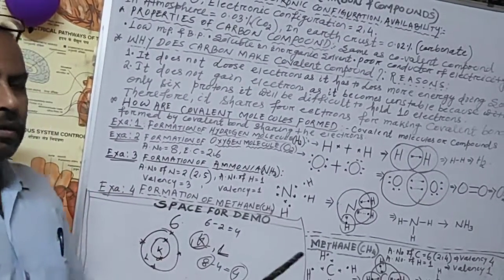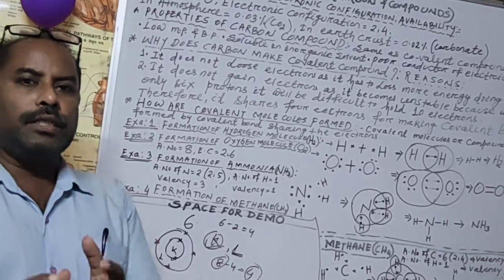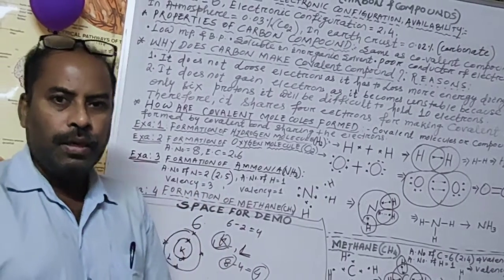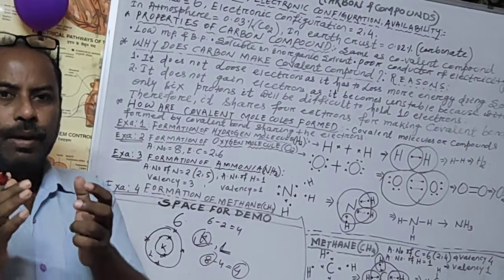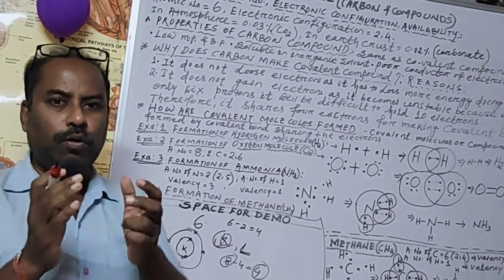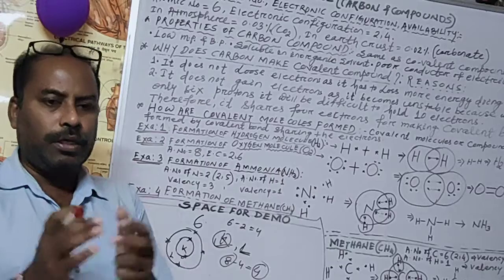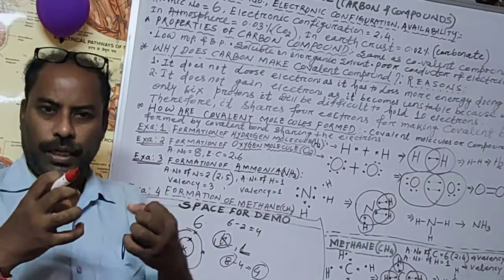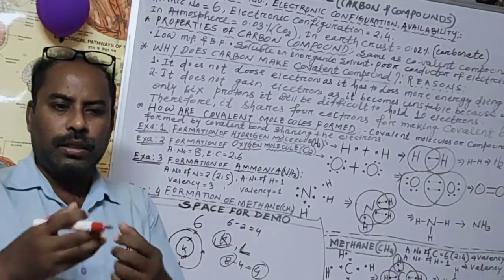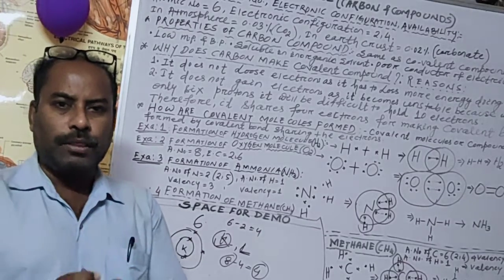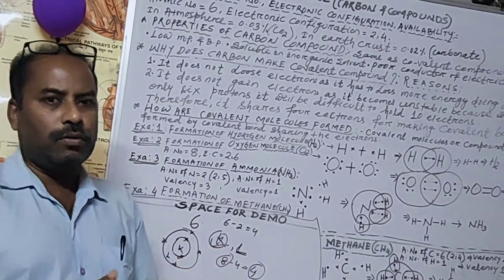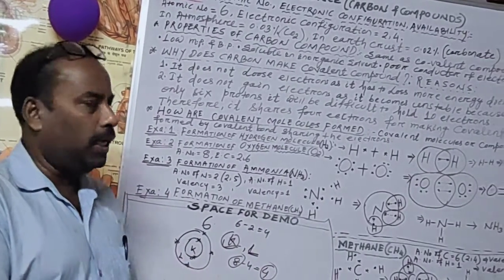Covalent compounds, we know, are formed by sharing electrons. Their boiling and melting points are low, because by sharing, the inter-attraction force is very less. So when it is heated at a low temperature, the bond is broken, so the compound is broken. That's why it has a low melting and boiling point.